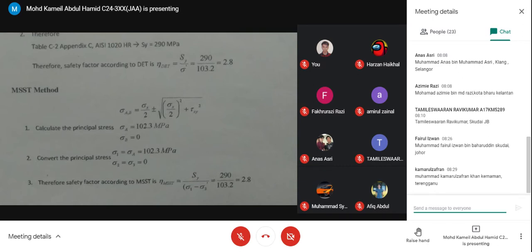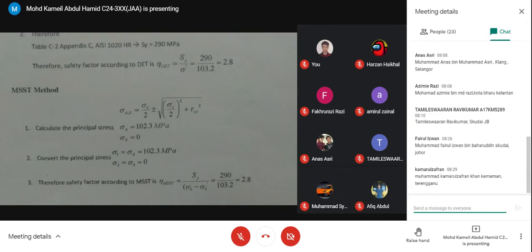So sigma A is your sigma 1. Sigma 1 is the principal stress. Principal stress sigma 1, and principal stress sigma 2 equals sigma 3 equals 0. Okay, and then for the safety factor according to MSST, it is SY over sigma 1 minus sigma 3. So 290 divided by sigma 1, which is 102.